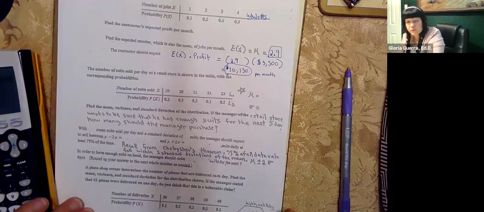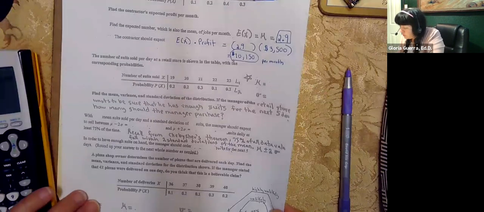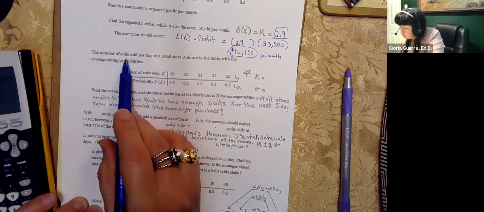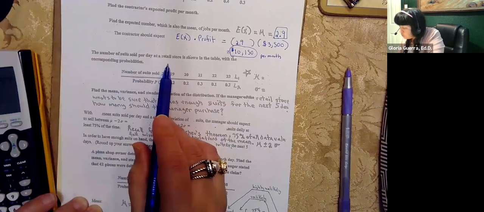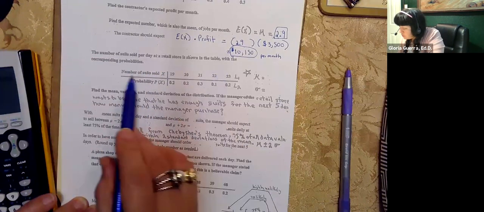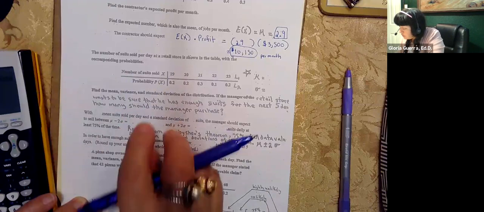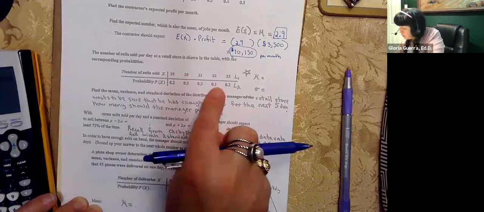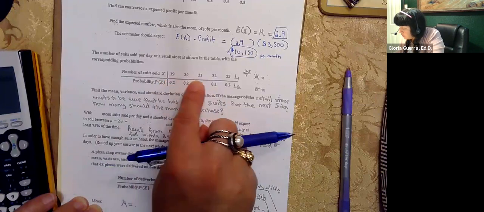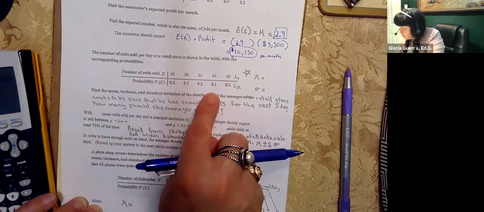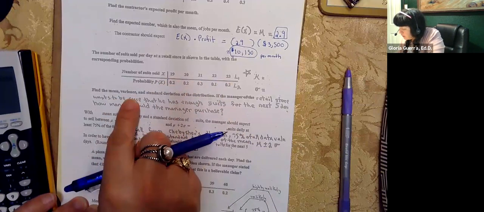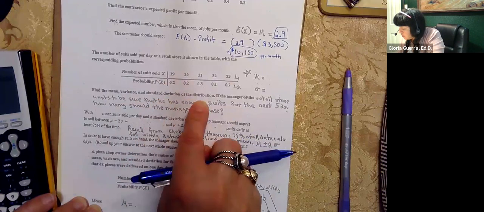Okay, then we have the number of units or suits. The number of suits sold per day at a retail store is shown in the table with corresponding probabilities. So here's your suits and then the probabilities. And it starts with 19 of them all the way to 23. Find the mean, the variance, and the standard deviation of the distribution.